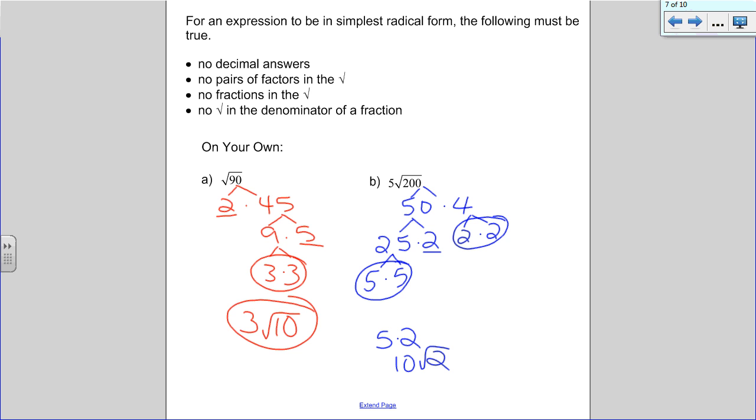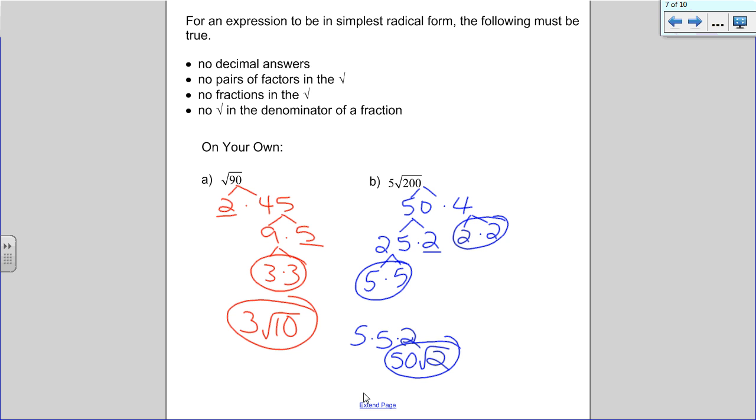Oh, I see what you did. You brought this 5 down, and you did 5 squared. Okay, and 5 squared is 25. And then you have to multiply it by this 2 that came out. So did you end up with 50 here? Yep, and then the 2 stays under there. So do we have 50 square roots of 2?